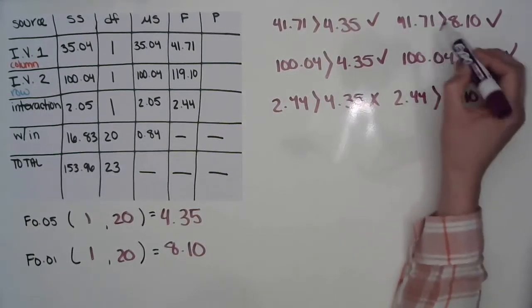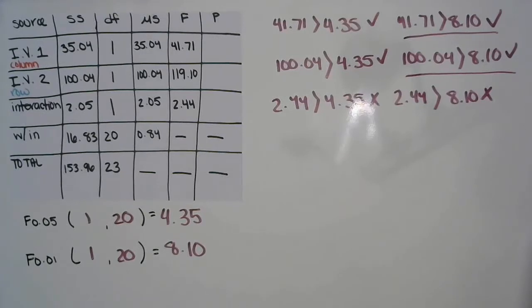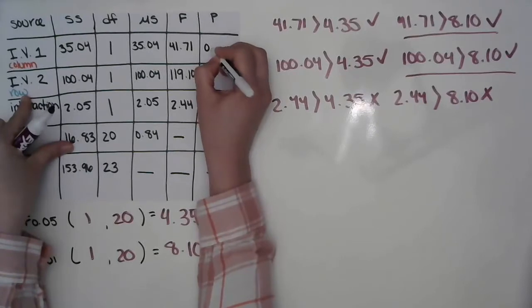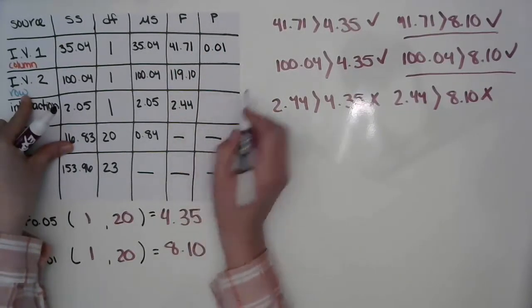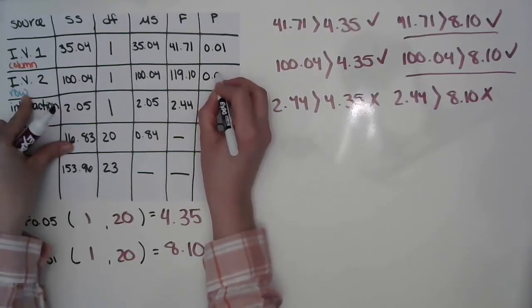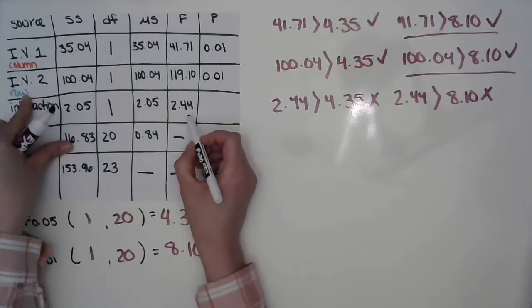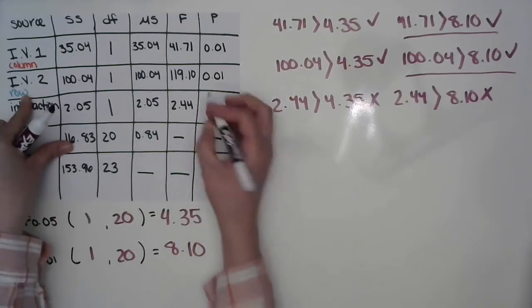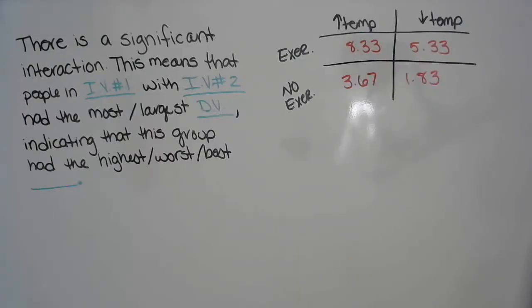So this is the 0.01 level. We are going to be able to write the 0.01 for our 41.71. We're also going to be able to write 0.01 for our 100.04, but this last one wasn't bigger than any of these values here, so this is not significant. Congratulations, you were able to reject H0.